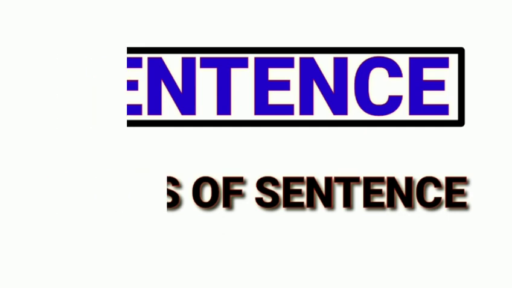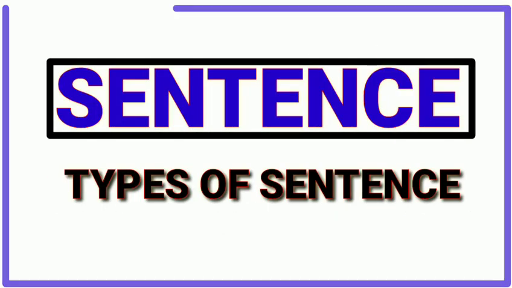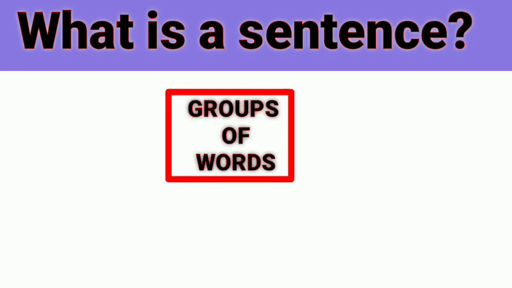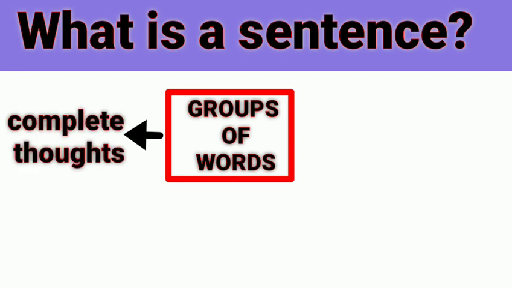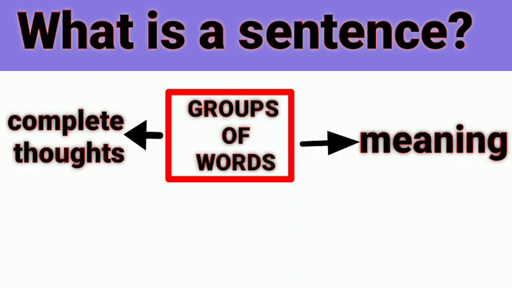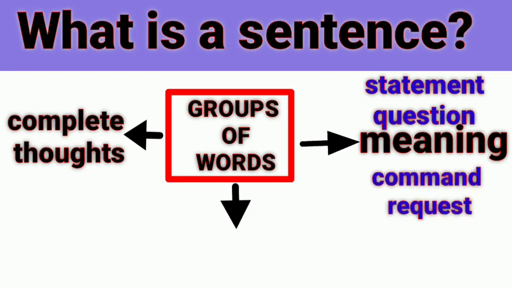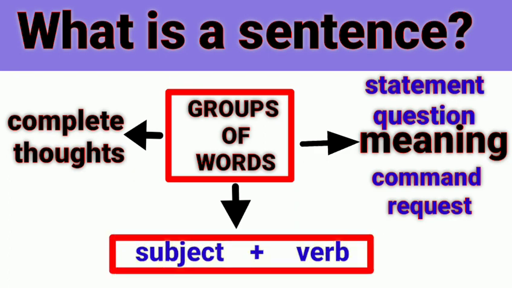Today we are going to learn sentence and types of sentence. What is a sentence? A sentence is a group of words which gives complete thoughts and meaning. Thoughts can be statement, question, command and request. A sentence is a combination of two main things, subject and verb.